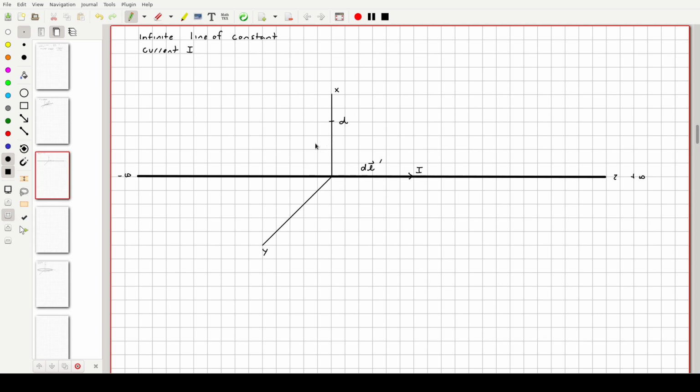So here is our little bit of current right there, we'll say. This right here locates that bit of current with respect to the origin. So that would be R prime. And you notice how it's along the z axis, like that. So your current is located from minus infinity to plus infinity all along the z prime axis, or the z axis.